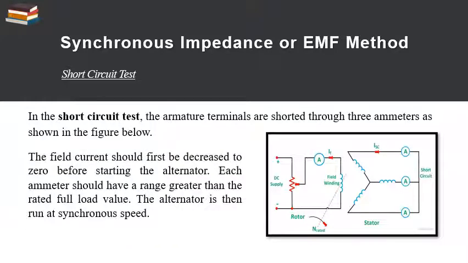The field current should first be decreased to 0 before starting the alternator. Each ammeter should have a range greater than the rated full load value. The alternator is then run at synchronous speed.